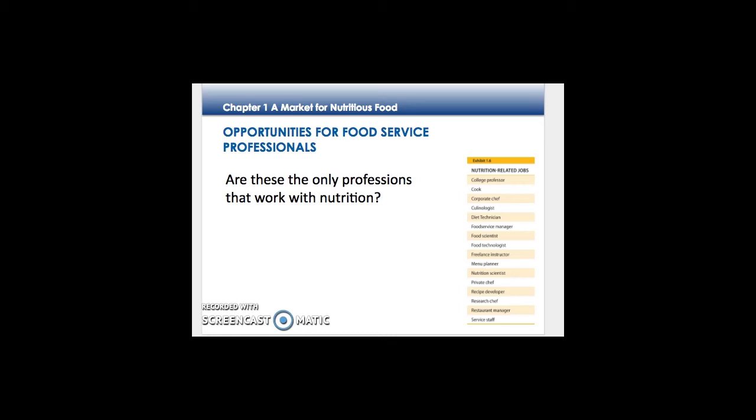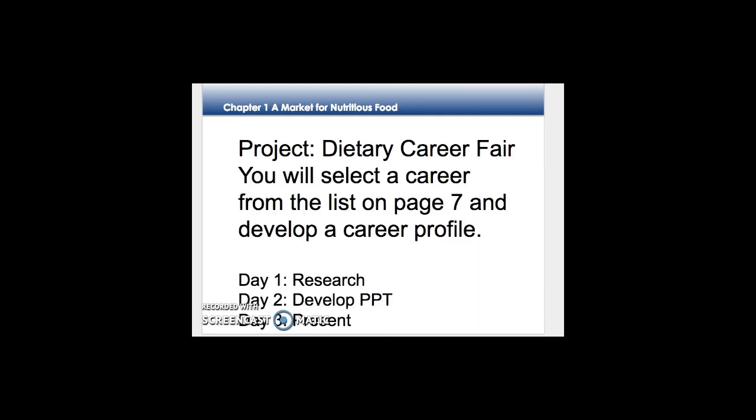Now, looking at the list on page 7, these are some nutrient-related jobs. I want you to think about this. If you were to become any of these jobs on that list, which job would you like? So, you're going to do a little bit of research. Your next project is going to be a dietary career fair. You are going to select a career from the list on page 7 of your textbook, and you're going to develop a career profile. Now, I will have the profile rubric on Blackboard.